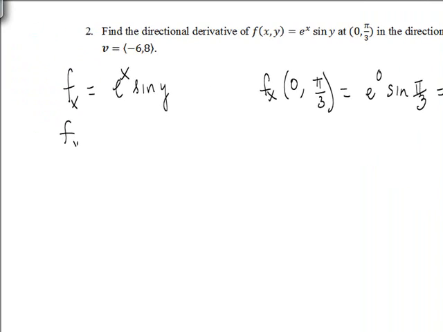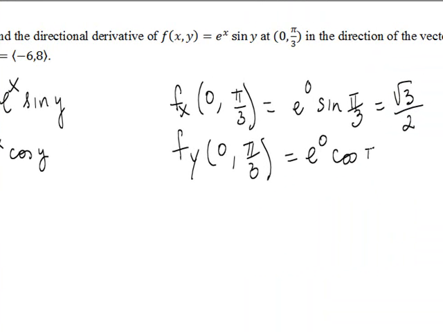Partial with respect to y equals e to the x cosine y. Let's find this partial at the same point. So that is e to the 0 cosine pi over 3, which ends up being 1/2. Good. So we have the partials at that point.